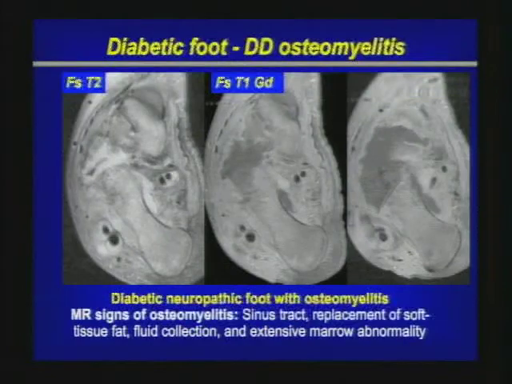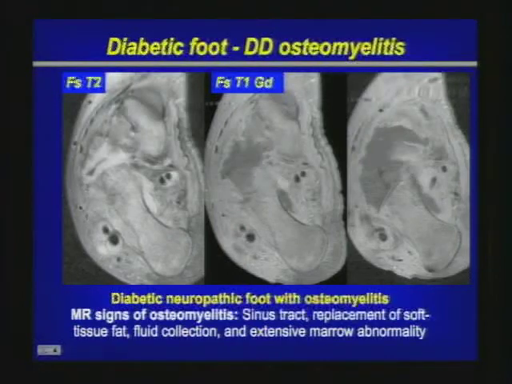This is an example where you have a patient MRI of the foot, T2-weighted images, gadolinium-enhanced fat-saturated images, and this has the typical signs of infection. And this is something you have to look for. So if you find a sinus tract, or if you find replacement of the soft tissue fat, which you see here very extensively, the whole soft tissue fat is really abnormal.